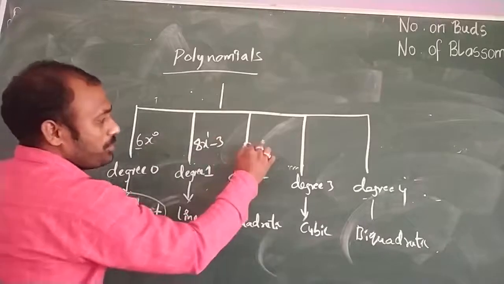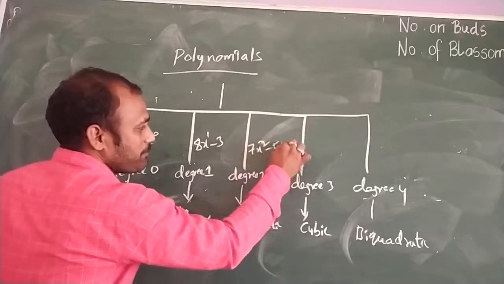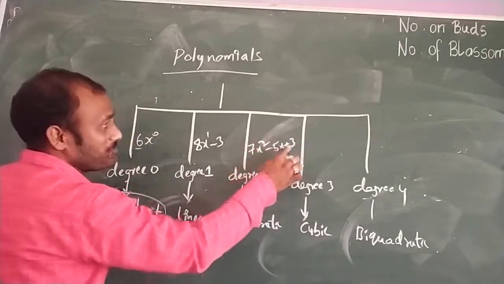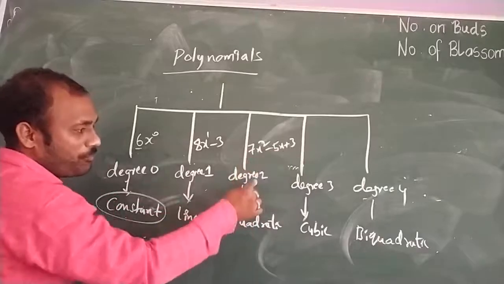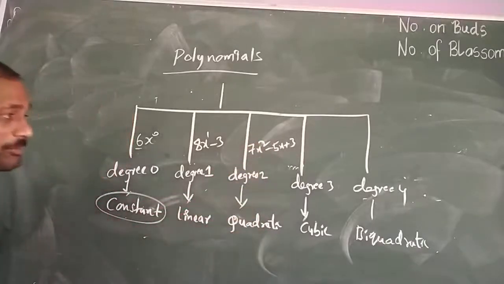Next, degree 2. Let us take a degree 2 polynomial as 7x square minus 5x plus 3. If you observe this polynomial 7x square minus 5x plus 3, it has the highest degree as 2. This polynomial we are going to call a quadratic polynomial.